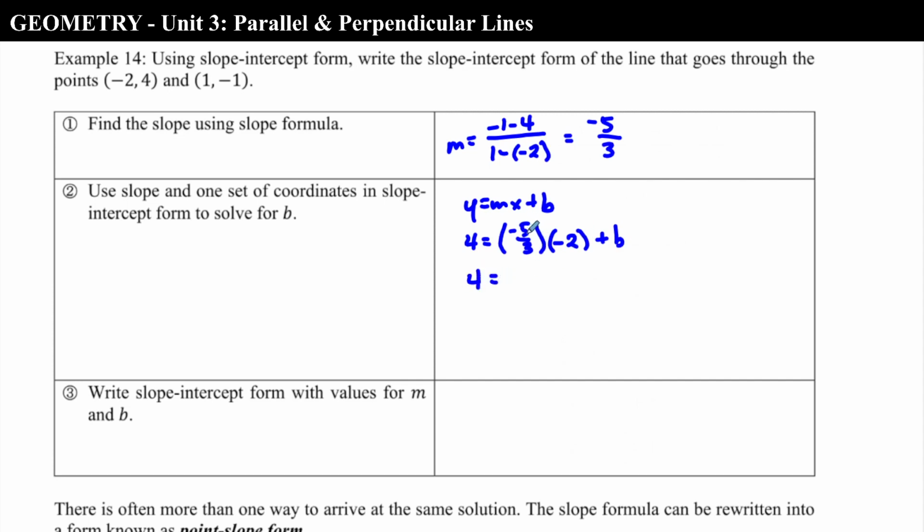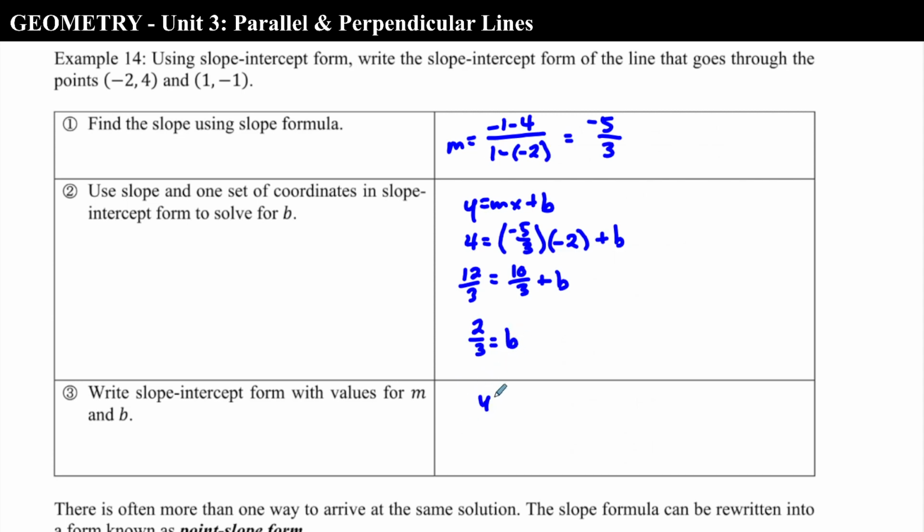So -5/3 times -2 is going to give us 10/3. And what I'm going to do is go ahead and rewrite 4 in terms of something over 3. 4 is the same as 12 over 3. So when we subtract 10 over 3 from 12 over 3, we get 2/3 for our b.